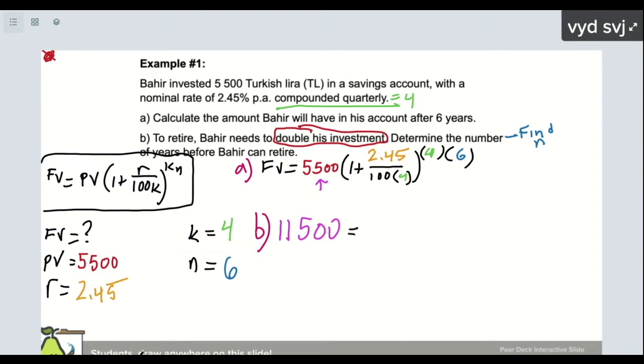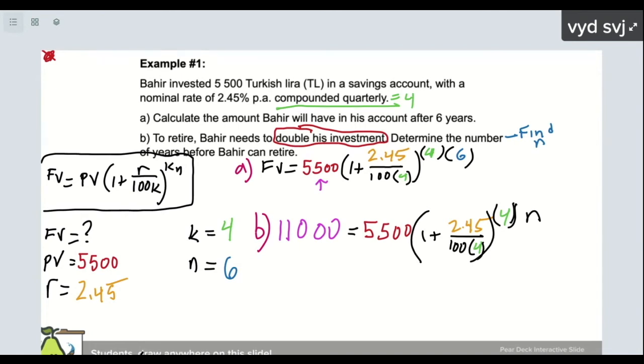Equals. And to do this now, we're going to solve for N. And we've gone over. Yes, I doubled the present value because I said he wants to have twice as much money. Oh, my bad. You're right. I don't know what I was thinking. I went too fast. This should be, there you go. Thanks for pointing that out. There you go. That makes more sense.